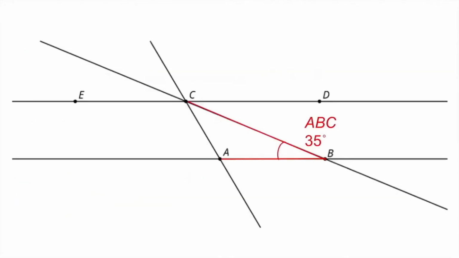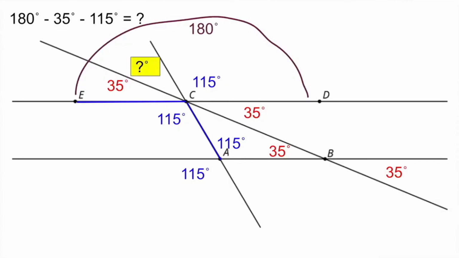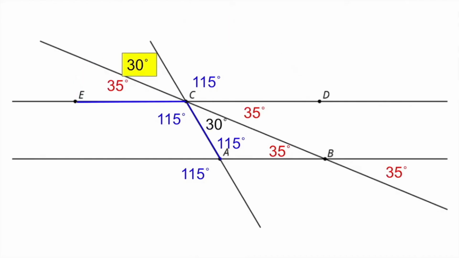They told us that angle ABC had a measure of 35 degrees. So all the corresponding angles will also be 35 degrees. They told us that angle BAC had a measure of 115 degrees. So all the corresponding angles would be 115 degrees. Line ED forms an angle of 180 degrees. 180 minus 35 minus 115 equals 30. So the measure of this missing angle is 30 degrees, and its corresponding angle will also be 30 degrees.